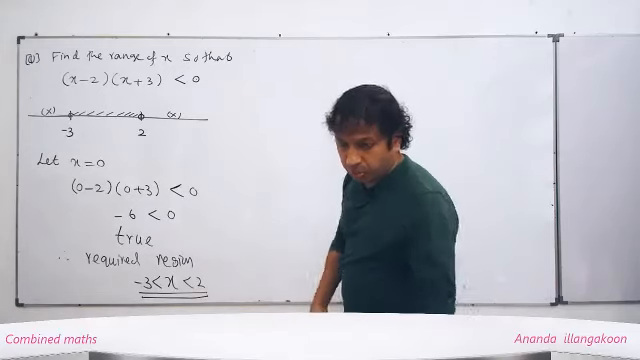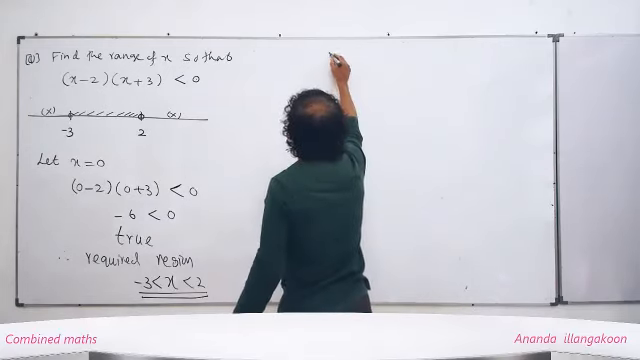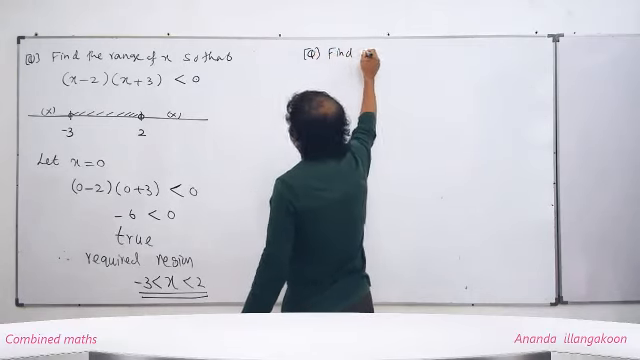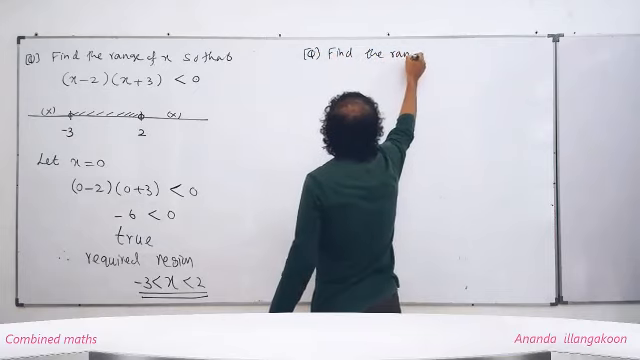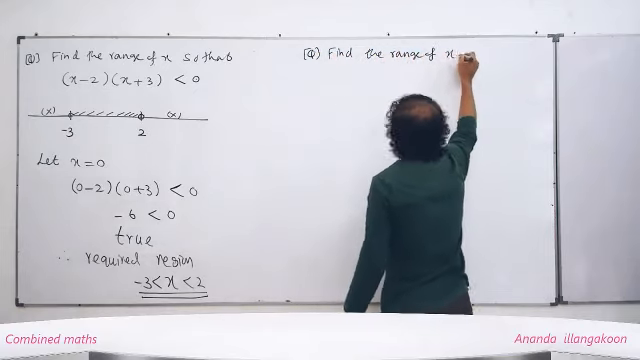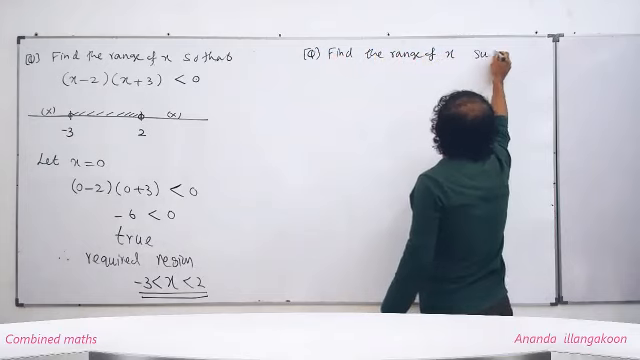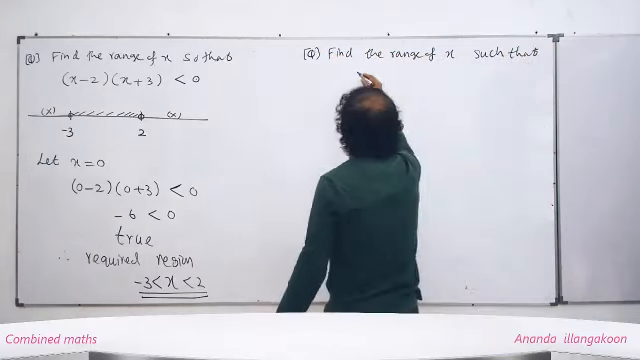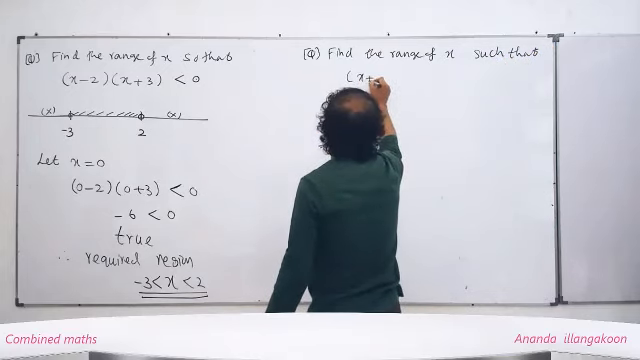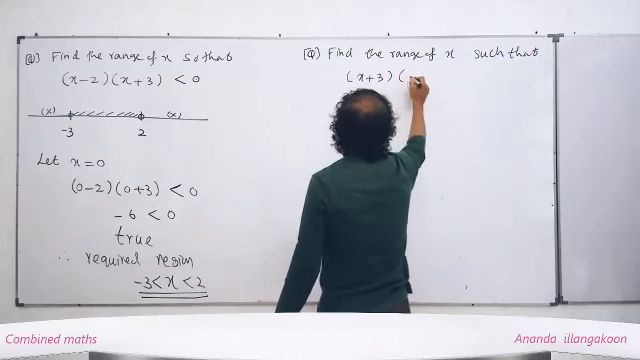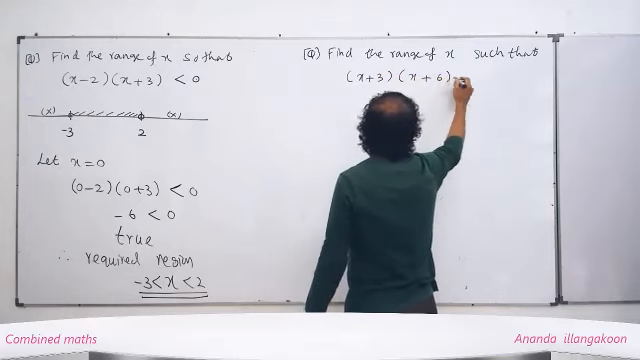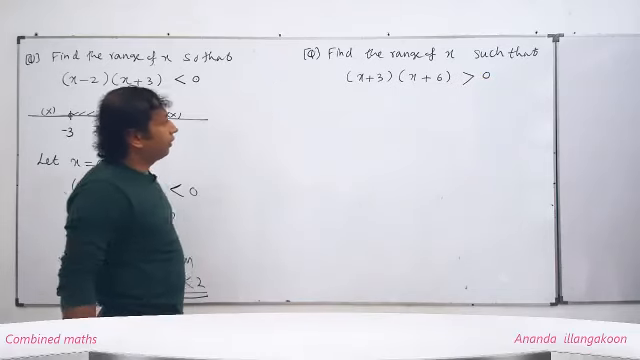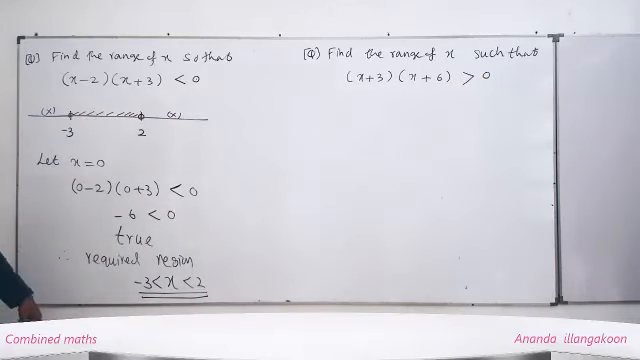Here will come another one more. You see. This one: (x plus 3)(x plus 6) greater than 0.